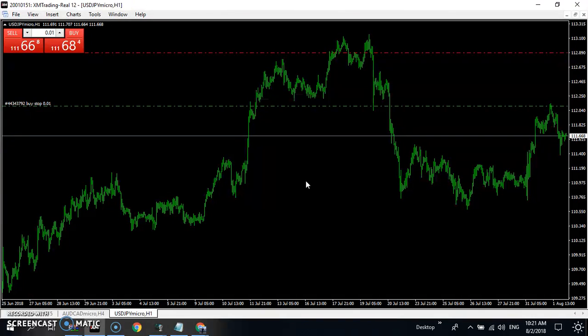You see, the advantage is that you understand that this price has set this top here. It set this top right here. If you can see where I'm touching, this price has set this top right here.